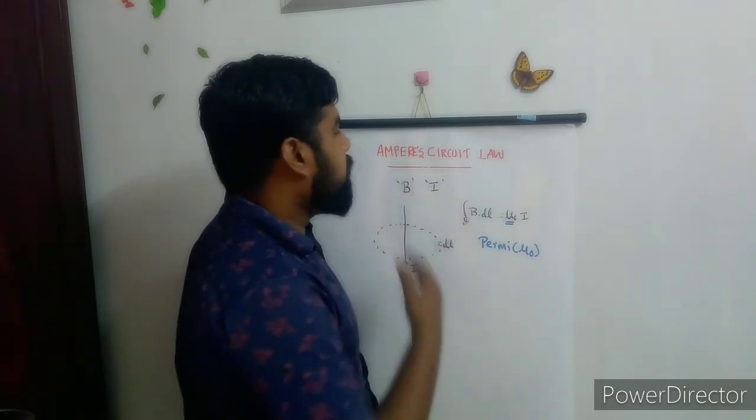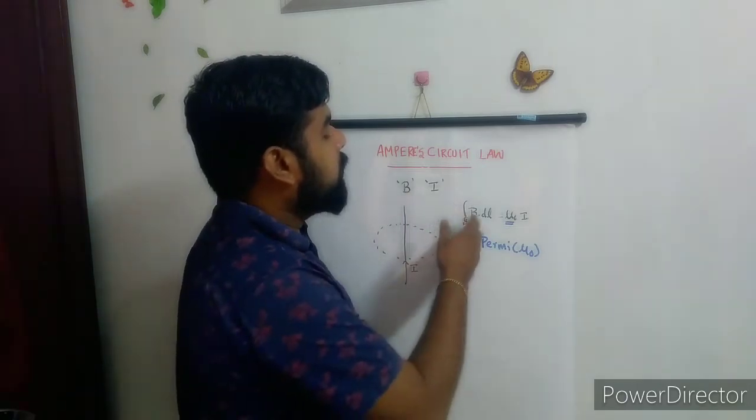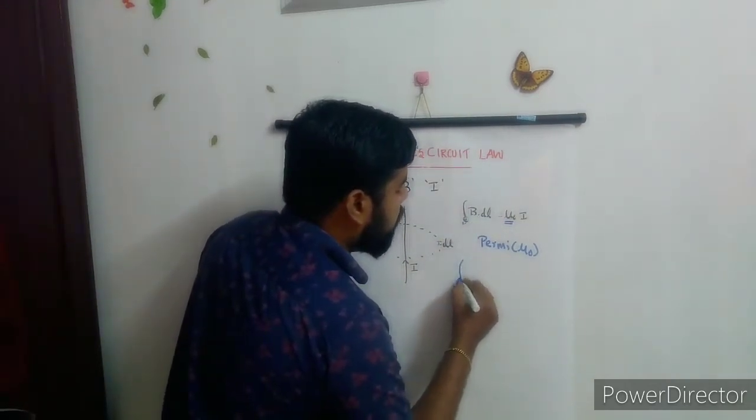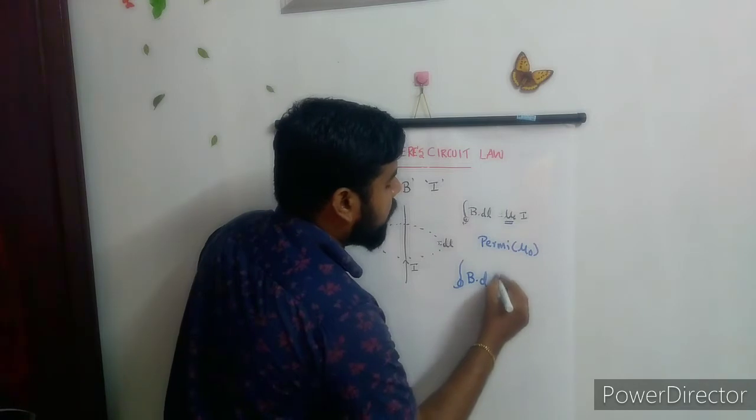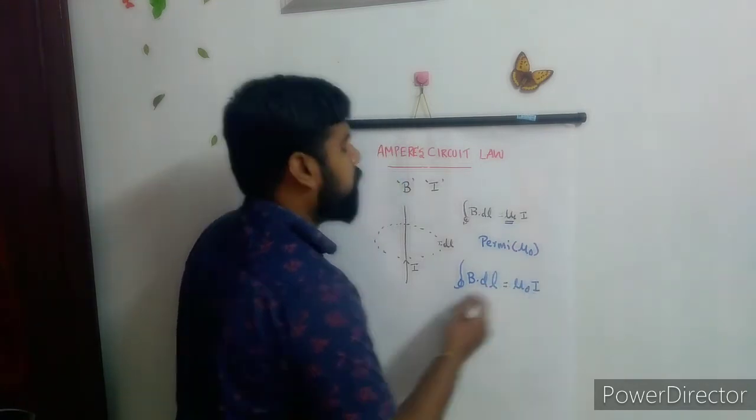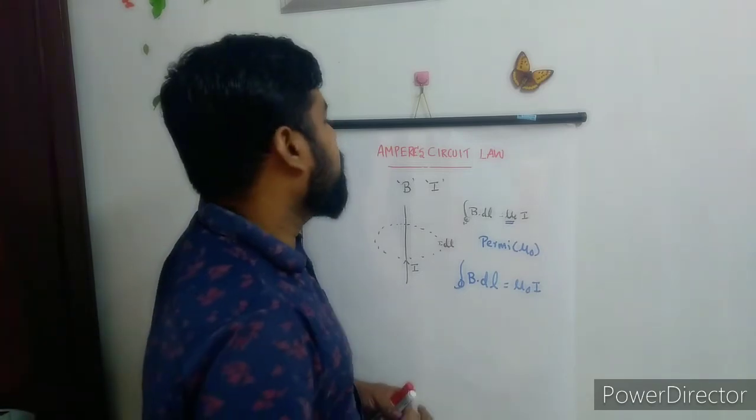Clear? So this is Ampere circuit law. The closed integral of B dot dl is equal to mu 0 times the current. That is, the magnetic field around a closed region is equal to mu 0 times the current flowing through that region.